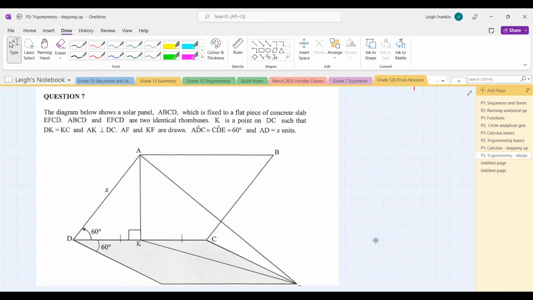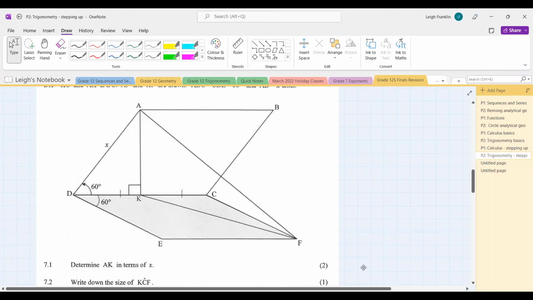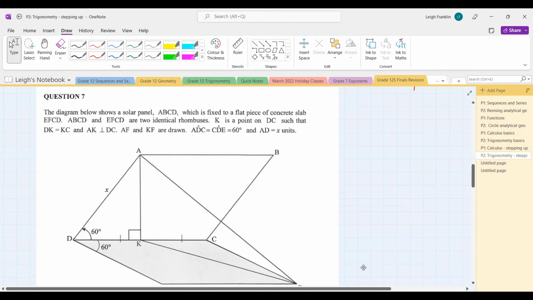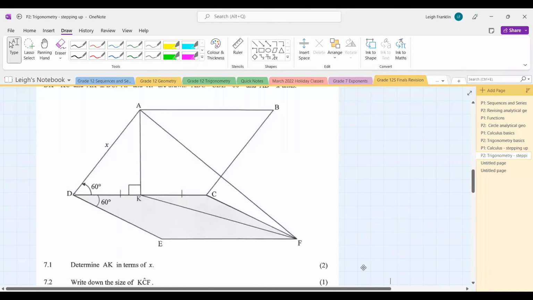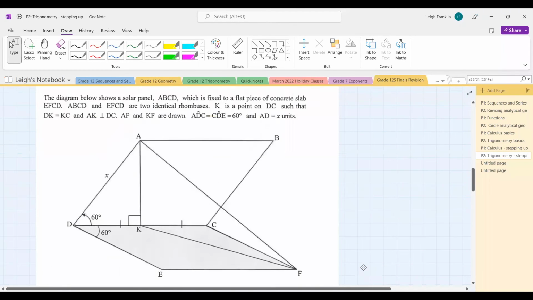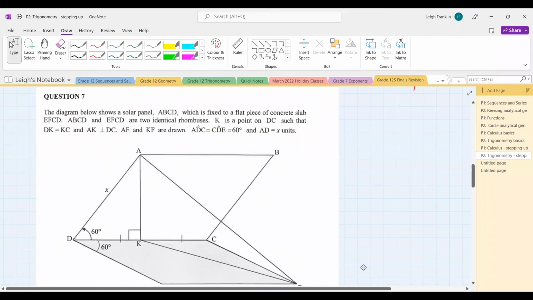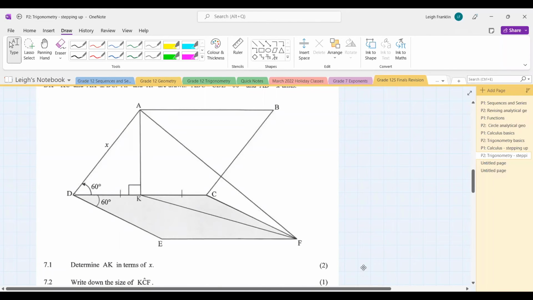The other thing that has happened is that AF and KF are drawn, and they have also told us that angle ADE equals angle CDE equals 60 degrees, and AD is x units. So fortunately for us, they put all of that information onto the diagram. So now we can go and have a look at the questions. So in the first one, in 7.1, they want us to write down AK in terms of x.